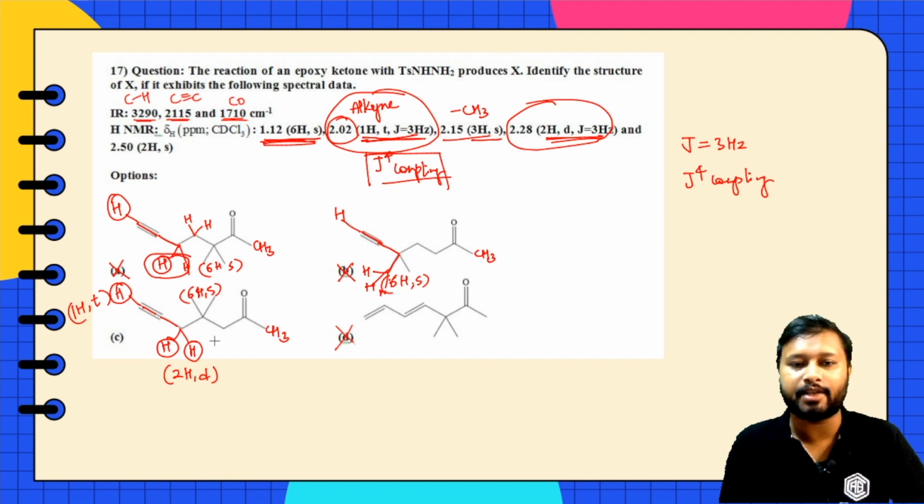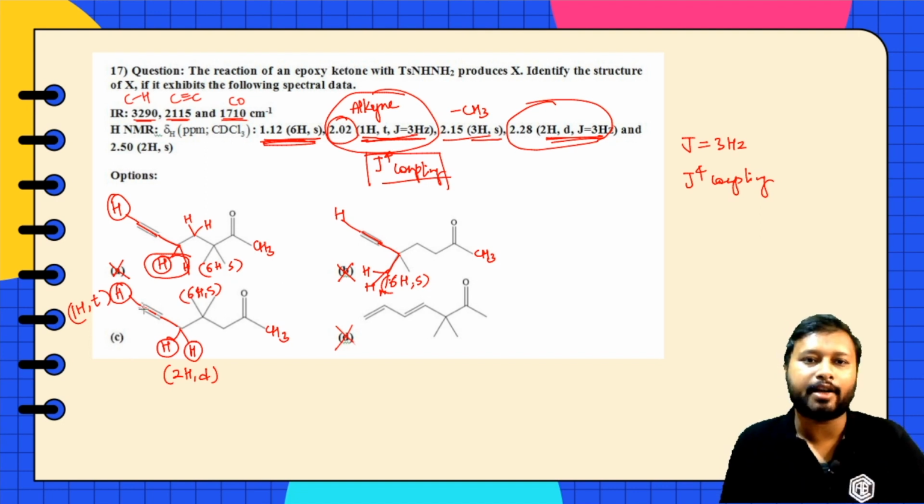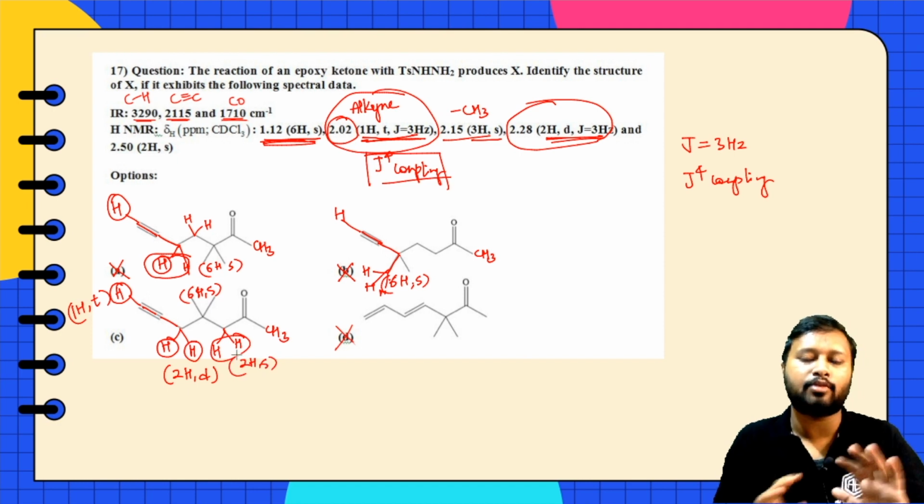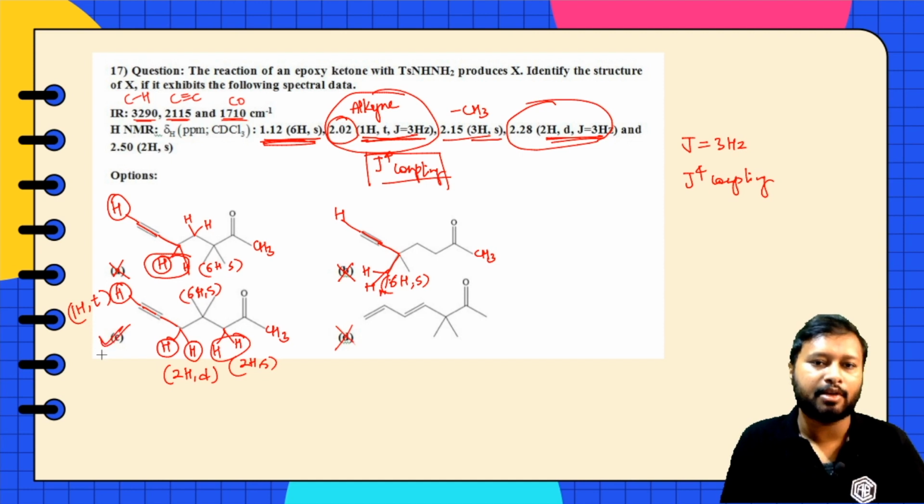Did you understand why option A was not correct and B was not correct? This is the reason. So this is the probable answer, and at the end we have a 2 hydrogen singlet as well. That is because on the adjacent side of these 2 hydrogens you don't have any group to split them up, so they give you a 2 hydrogen singlet. That makes everything clear for us, and that's why option C becomes our correct choice.